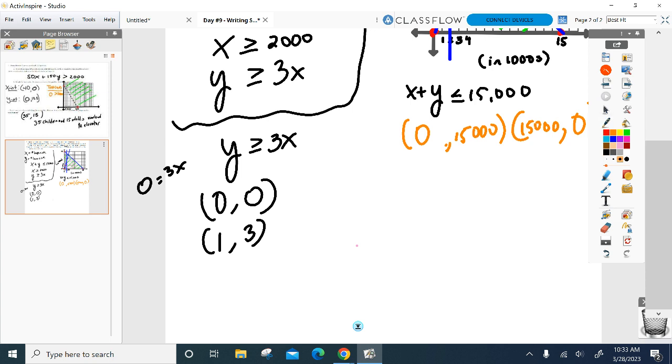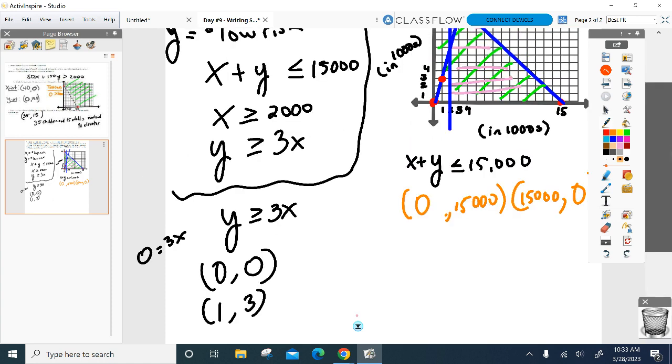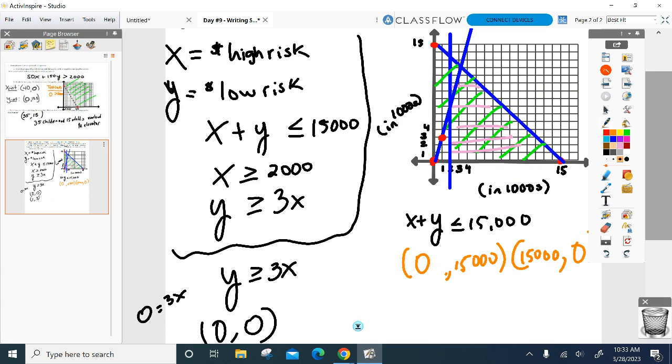Anybody got a problem with our good old test point 0, 0? The line's on there. I can't use 0, 0. Remember that. If the line goes through 0, 0, I can't use it. So what do I do instead? Pick a new point that's not on the line. I'm going to have somebody make a class decision for us, but pick a new point to test that's not on the line because 0, 0 is.